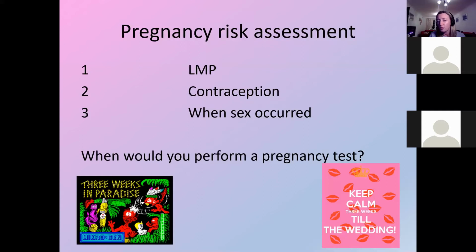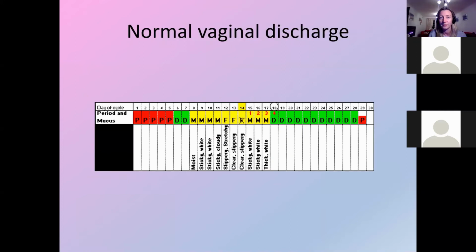21 days or 3 weeks after the most recent episode of unprotected sex will give you an accurate diagnosis of pregnancy or not. Okay, if you do it earlier, you might get a false negative, but if you leave it for 21 days, you can be absolutely sure that that pregnancy test is accurate. So that's the first take-home piece of information. Ask those 3 questions and document them in the notes, okay? Your job is to find that information out.